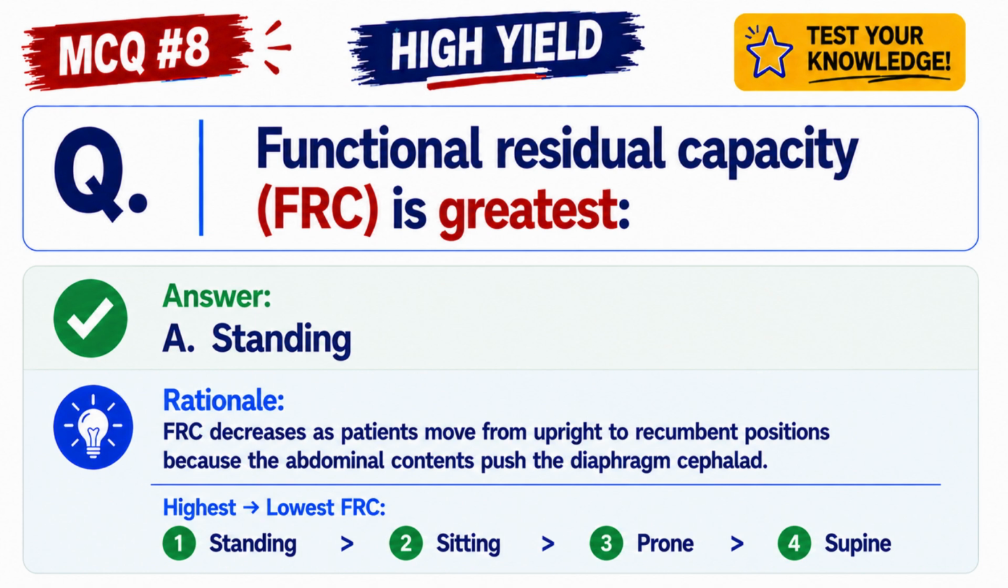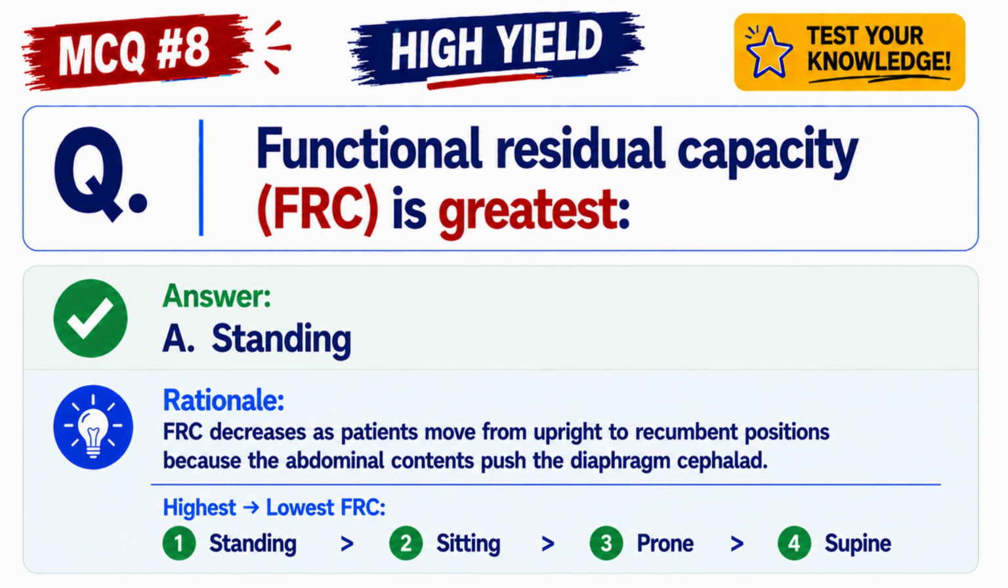For anesthesia, this matters enormously. Most surgical patients are in the supine position. General anesthesia further reduces FRC by an additional 400 to 500 milliliters. Combined, supine plus anesthesia, FRC can be reduced by nearly 1 liter compared to the awake standing patient. 1 liter less oxygen reserve. 1 liter smaller safety margin.